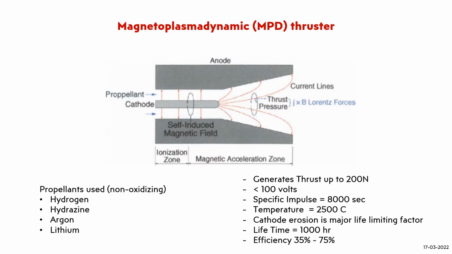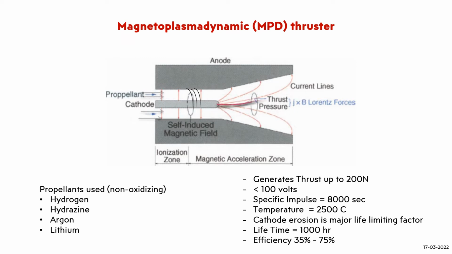Now let's see what is the magnetoplasmadynamic, that is MPD, thruster. In the MPD thruster, or Lorentz force accelerator (LFA), a high current discharge, of kiloamperes at less than 100 volts, is applied between two coaxial electrodes. The discharge ionizes the propellant flowing through the electrode compression. A variety of non-oxidizing propellants can be used, such as hydrogen, argon, and even alkali metals like lithium.